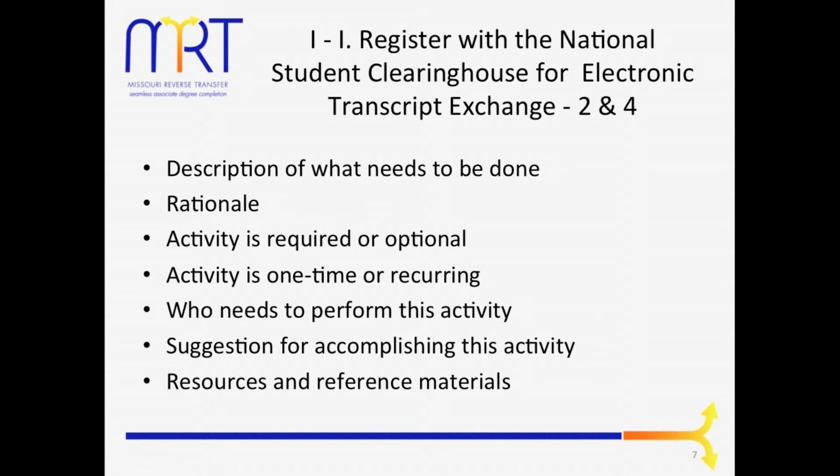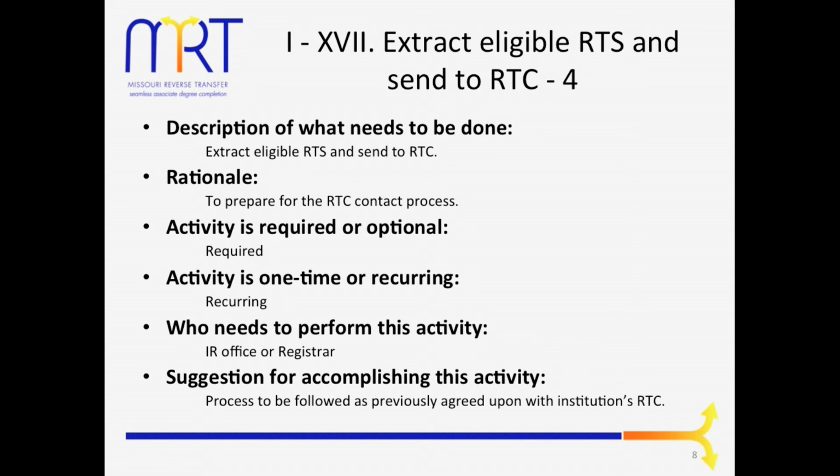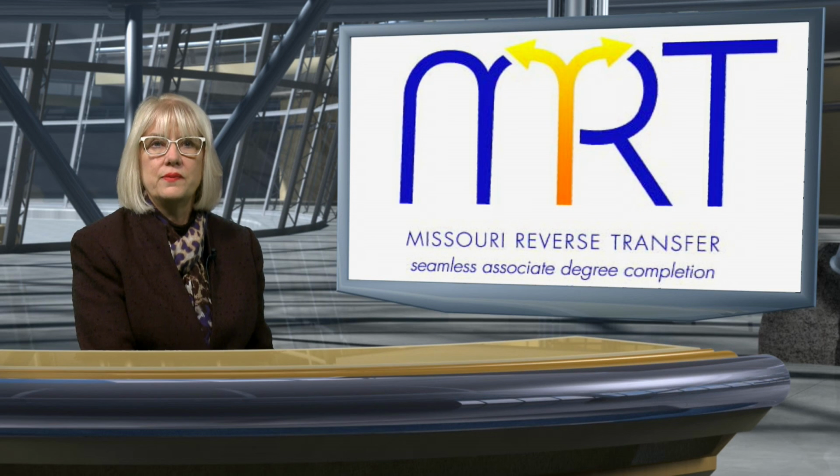Keep in mind that you will be working with many others across your institution to accomplish these steps. For example, step 17, extract eligible reverse transfer student and send to Reverse Transfer Coordinator, may involve your registrar or your institutional research office. Also note the number 2 and/or 4 behind each step. That number indicates the institution type RTC that is responsible for that activity.